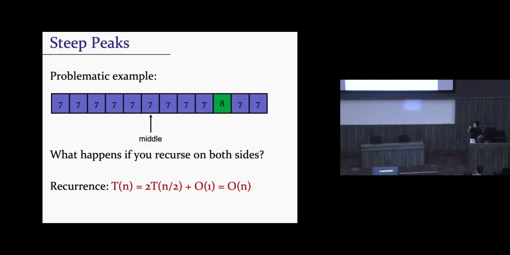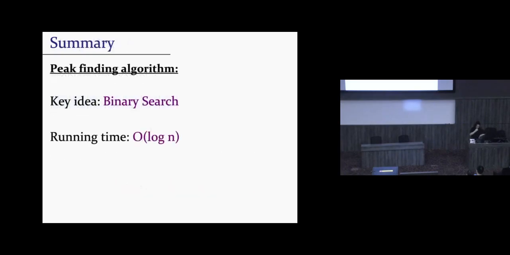Okay, anyway, that rounds up the analysis for finding steep peaks, right? So in summary, the idea for how to find a peak, not a steep peak, right? That's difficult, right? Is to run binary search.